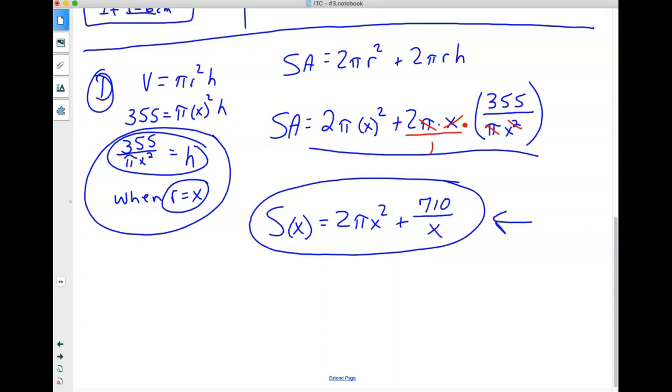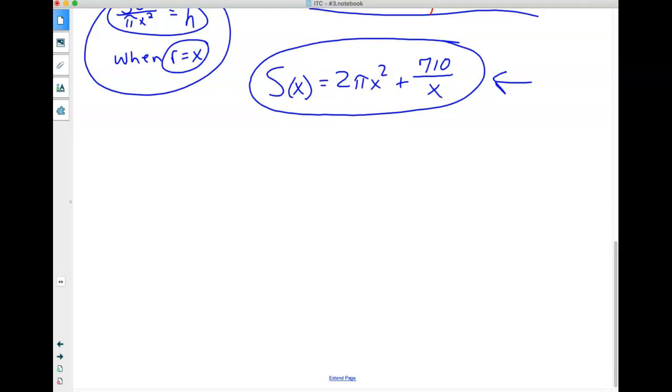We need one variable to get it into our calculator, okay? If you really wanted to, you could simplify this, and you could also call it, in terms of x, 2 pi x cubed plus 710 over a common denominator of x. Either one is fine to type into the calculator. It doesn't matter which one you do, okay? So now we found the surface area in terms of x. Now we want to find the dimensions of the can, both height and radius, that will minimize surface area.